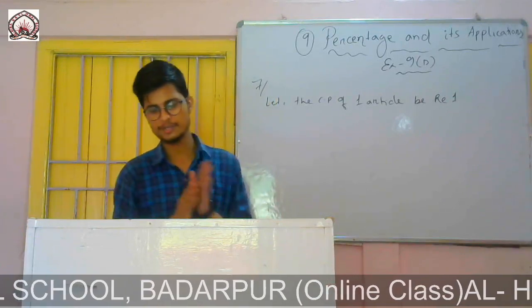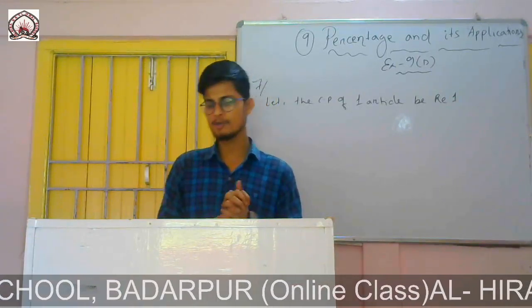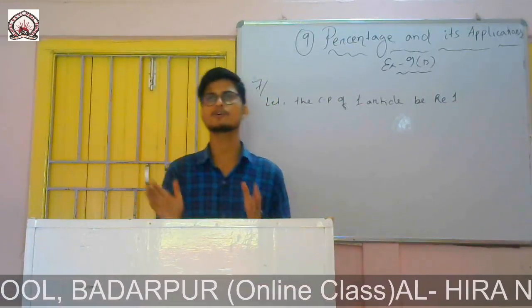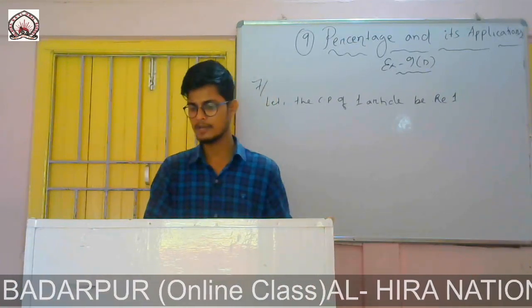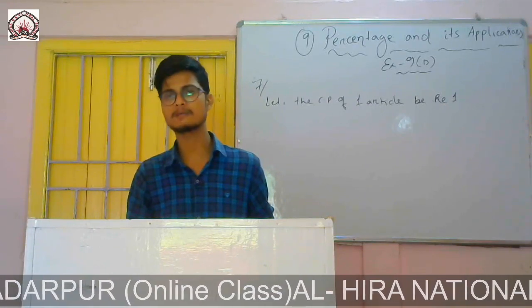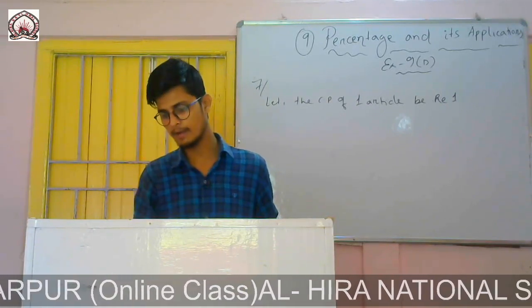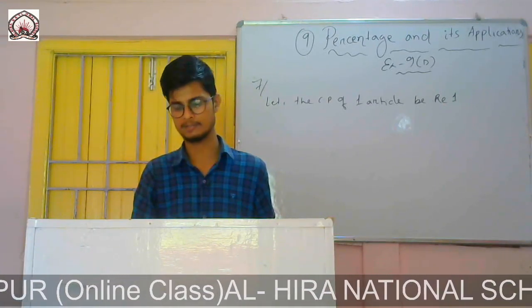So see the question carefully. It is given that the CP of 6 articles is equal to the SP of 4 articles. Always see which part is given. The SP is given, the SP of 4 articles. So I will take out the CP of these 4 articles. It will be easy.